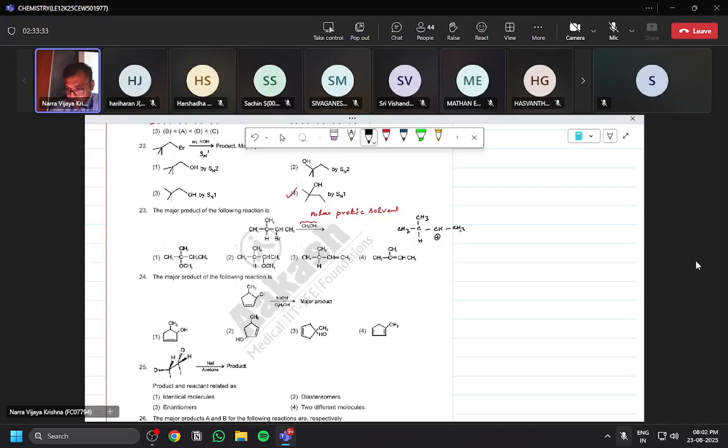you will get secondary carbocation. Then hydride shift, 1,2 hydride shift. So we will get tertiary carbocation. Over the tertiary carbocation, OCH3 group will attack. So answer is first option.